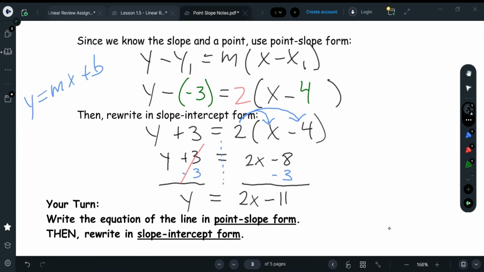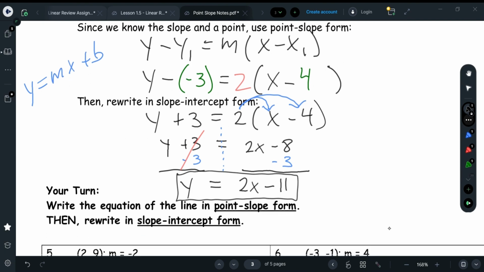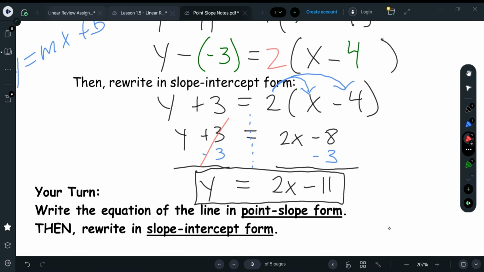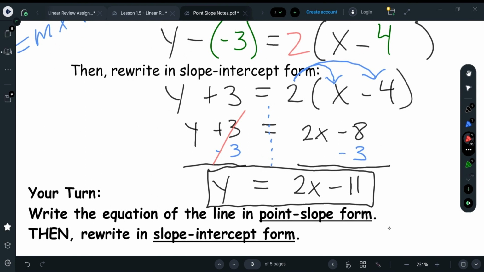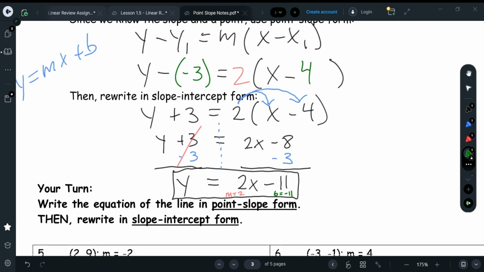We're done. Now we have the equation in slope-intercept form. And look at this here. Our slope is 2. I'll write it over here, I'll squeeze it in small down here. M equals 2. That's our slope. B equals negative 11. That's our y-intercept. That's y equals mx plus b form.